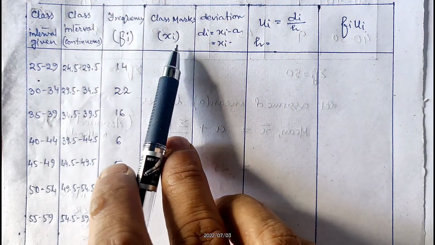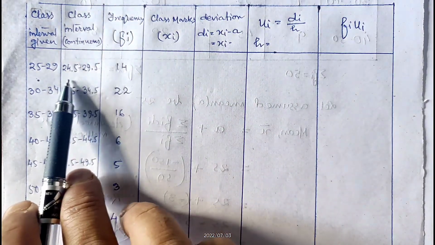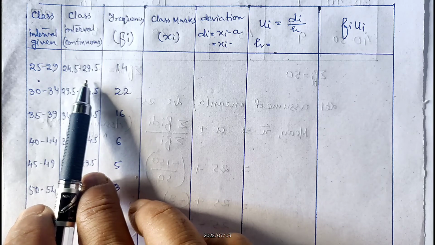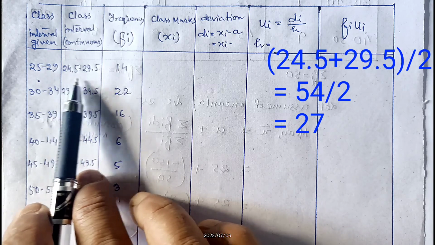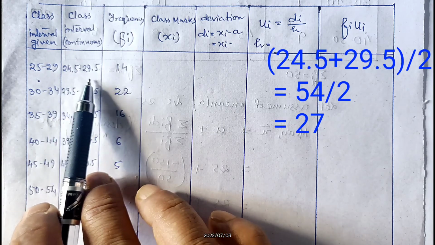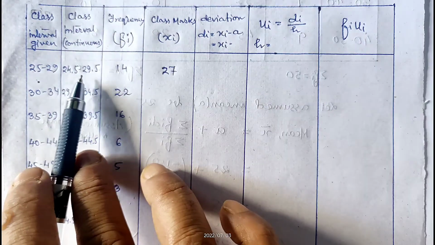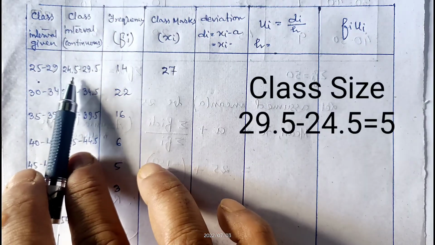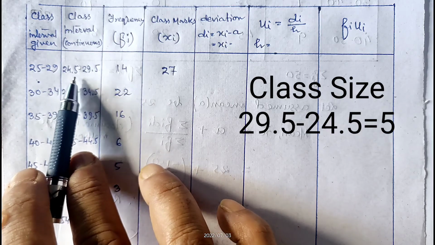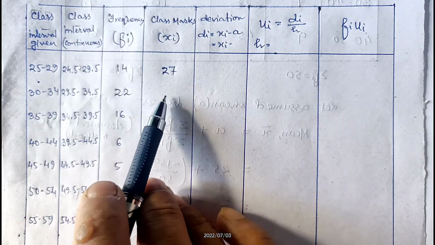Now for the class mark, we know the rule is we have to add these two values and divide by 2. If I add these two, it will be 54. 54 by 2 will be 27. Here the class size is 5 because 29.5 minus 24.5 gives 5. So we have to add 5 to get the next class mark.